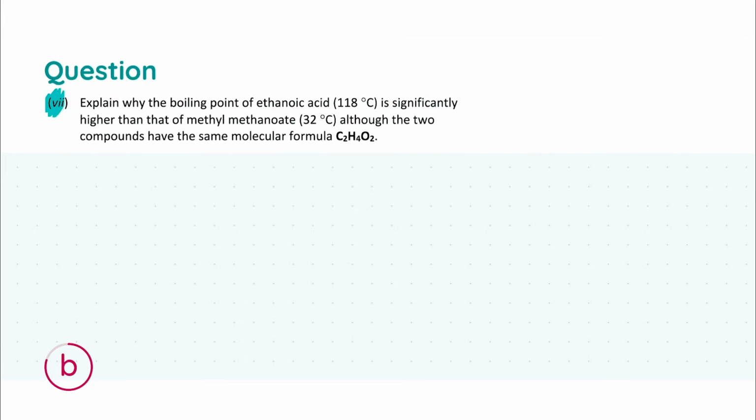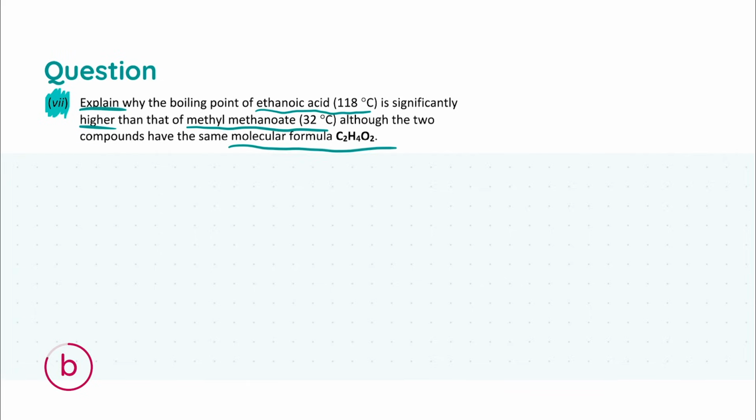So moving on now to part 7, in this case we're asked to explain why the boiling point of ethanoic acid, which in this case is 118 degrees Celsius, is significantly higher than that of methyl methanoate, which has a boiling point of 32 degrees Celsius, although the two compounds have the same molecular formula in this case.